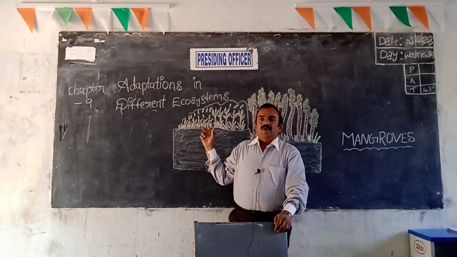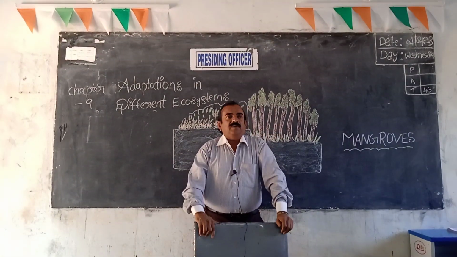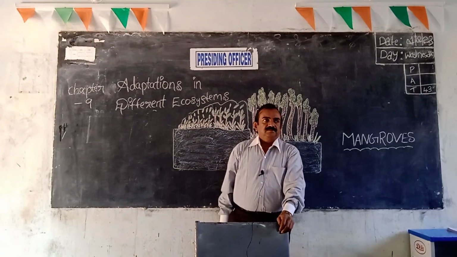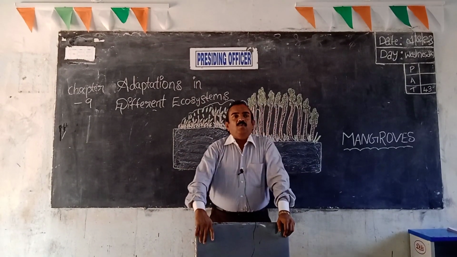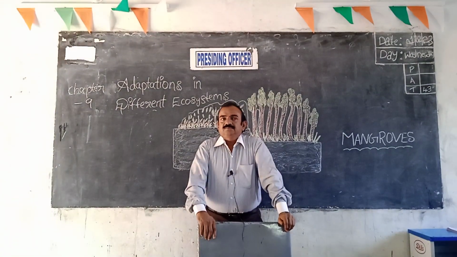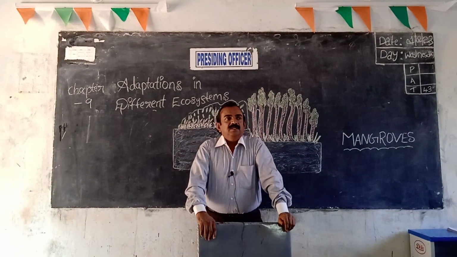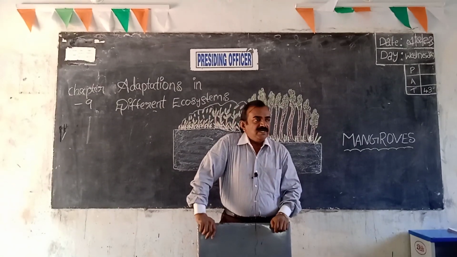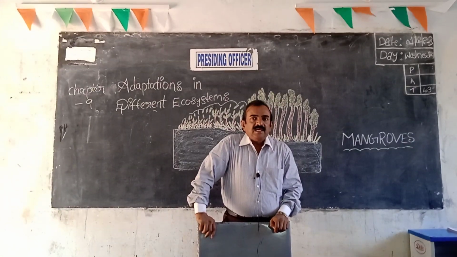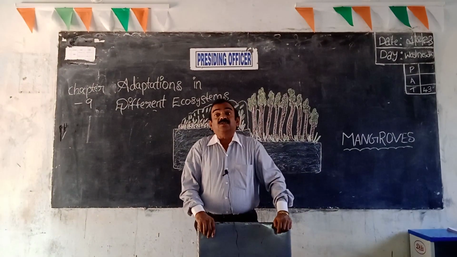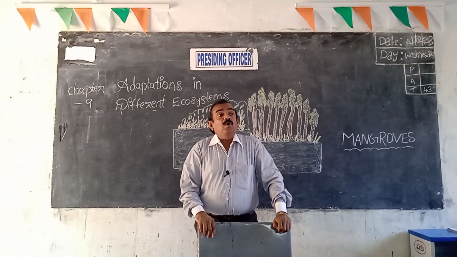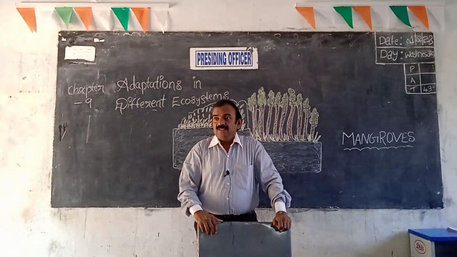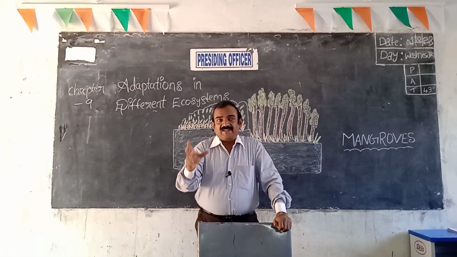Hi, sir. On the blackboard, you are observing a heading: Adaptations in different ecosystem. Page number 131. Unit 9, Class 9. Adaptations in different ecosystem. All of you open your textbook, page number 131. And there you see a forest.